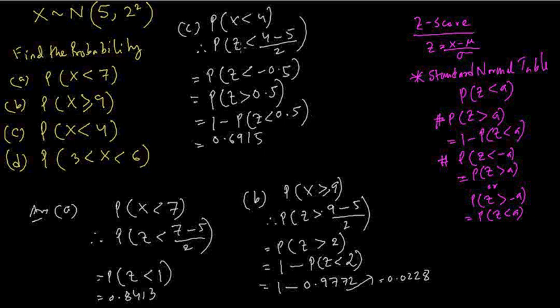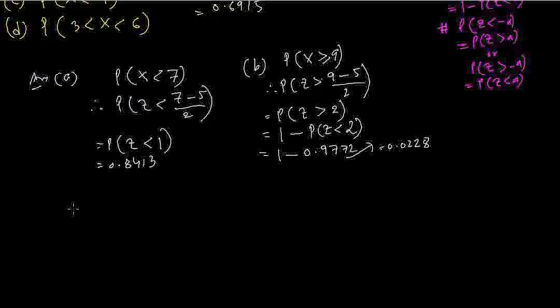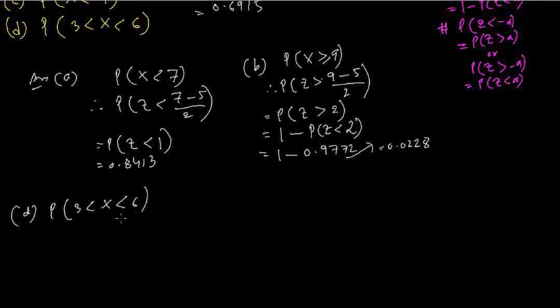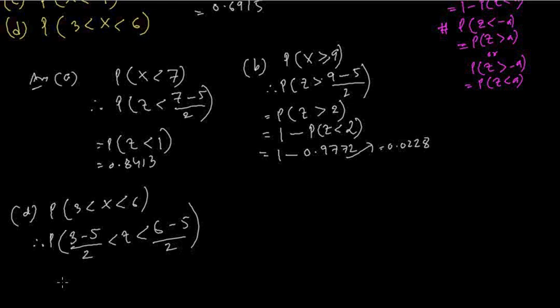So it has to be, find the probability between 3 and 6. Let's do question number D here. We have to find the probability between 3 and 6. Therefore the z-score is going to be 3 minus mu, which is 5, divided by the standard deviation, which is 2. And z-score 6 minus mean 5 divided by standard deviation 2. So this is going to be 3 minus 5 is minus 2. Minus 2 by 2 is minus 1. And this is going to be 6 minus 5, 1. 1 by 2 is 0.5.